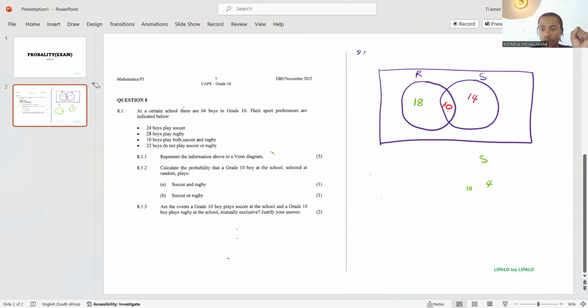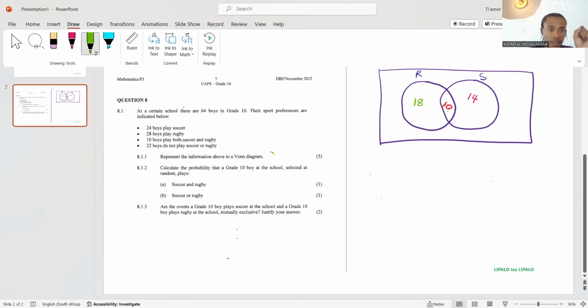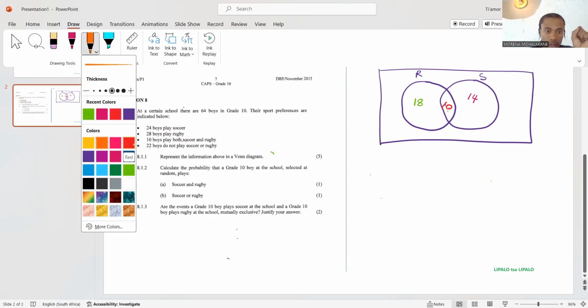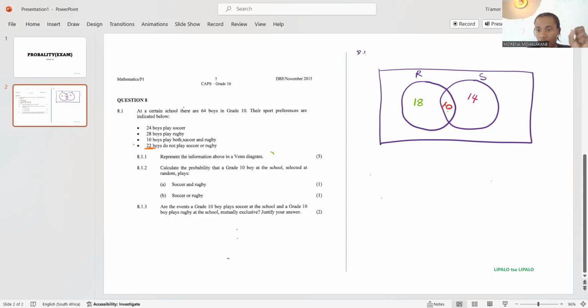Now, we're going to look at the last one. In the last one, they say the 22 boys do not participate, right? The 22 is going to be outside the events, right? They do not play soccer or rugby, right?